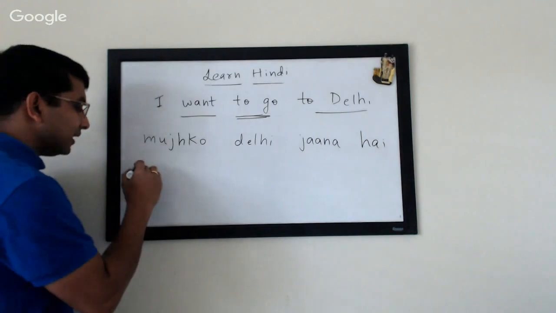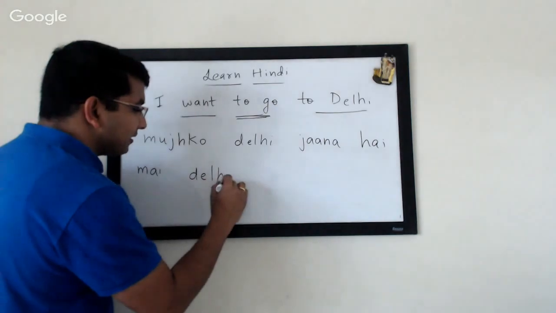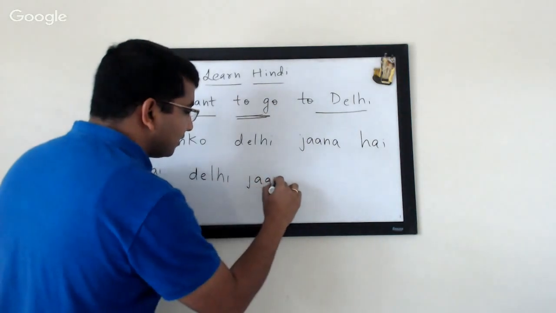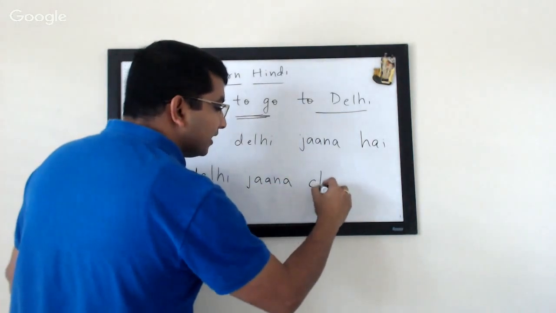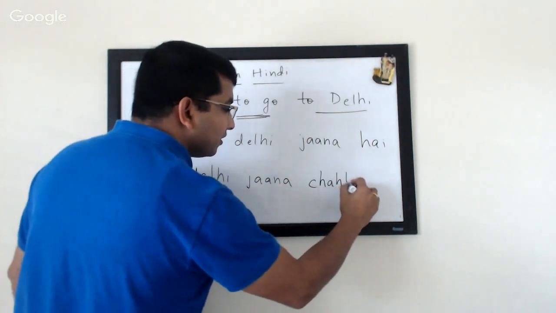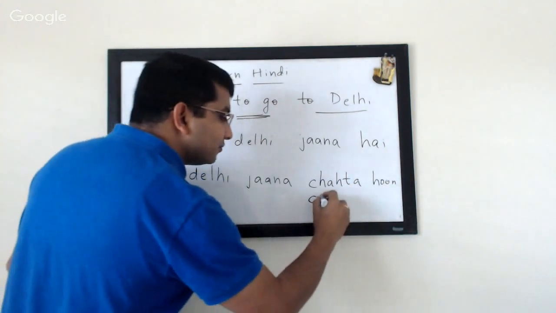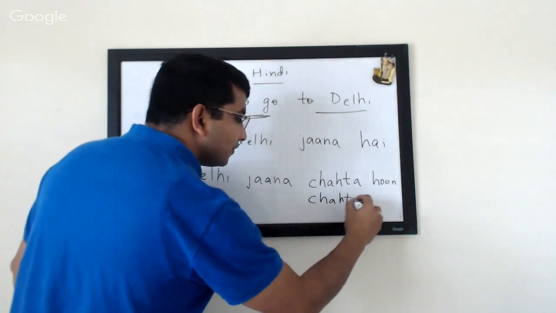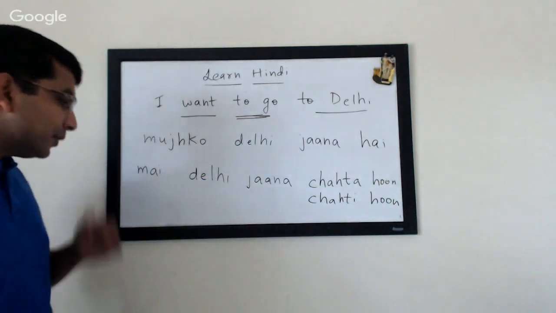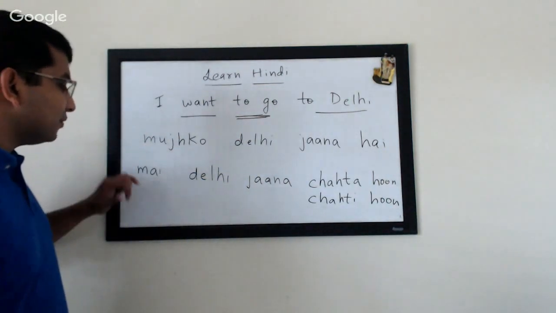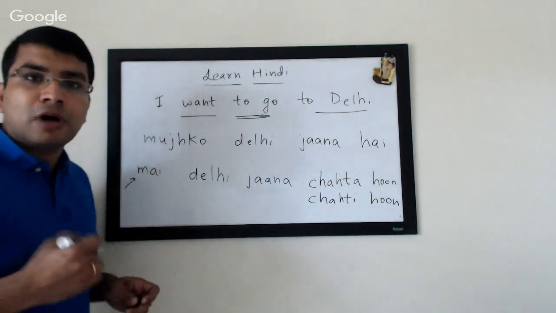मैं दिल्ली जाना, and then to want or to desire is चाहना, right? So मैं दिल्ली जाना चाहता हूँ for a male, चाहती हूँ for a female, or for a group it's चाहते हैं, right? But pretty much, it's the same thing. This is more close to I would like to go to Delhi or I would like to go to Agra.